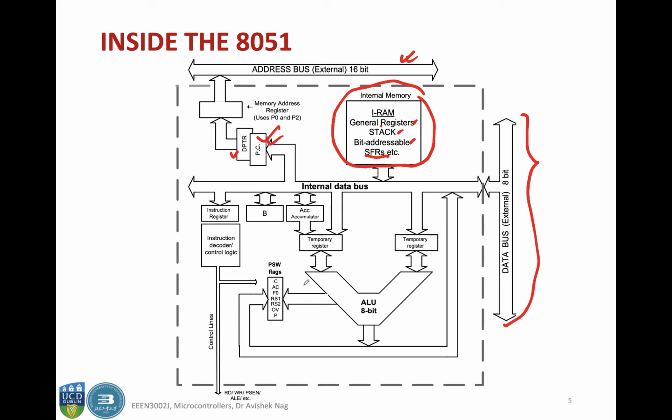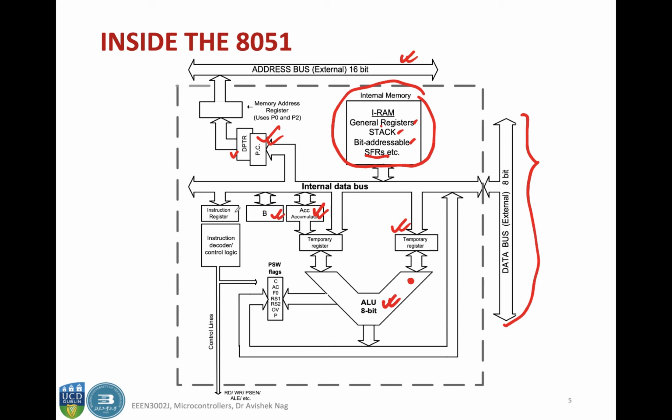Then you have the arithmetic and the logic unit, which is also an 8-bit unit, and that does all your arithmetic and logical operations. You have a temporary register where you store your data temporarily to be operated on by the ALU. You have the accumulator, which is used for most arithmetic and logic operations, and the final results are stored in the accumulator. Sometimes the final results are also stored in the B register.